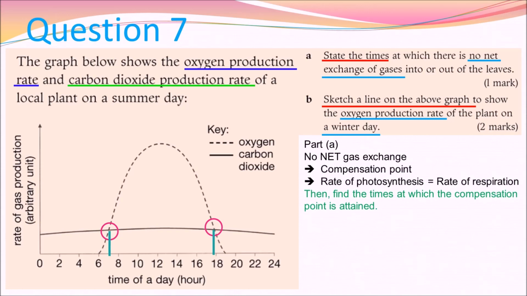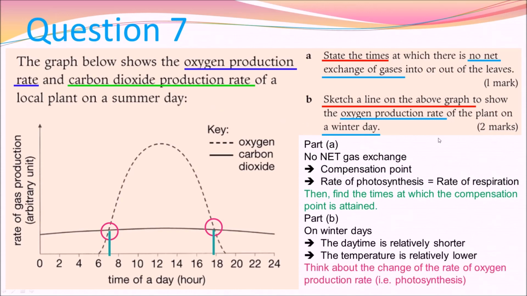And then for part B, sketch a line on the above graph. To answer part B, you need to copy this graph first, and then sketch another line, maybe using another color, to show the oxygen production rate of a plant on a winter day. How is a winter day special? This graph is about a summer day. The daytime, the light intensity and the temperature are totally different from a winter day, right?